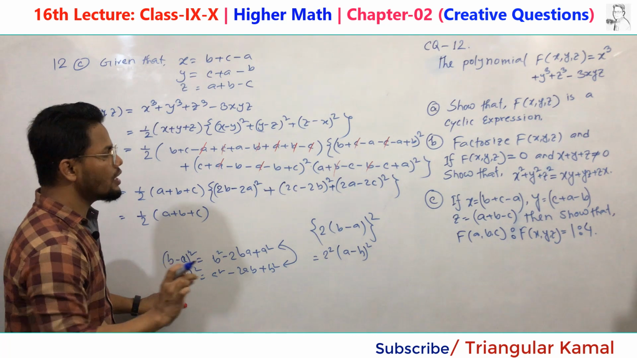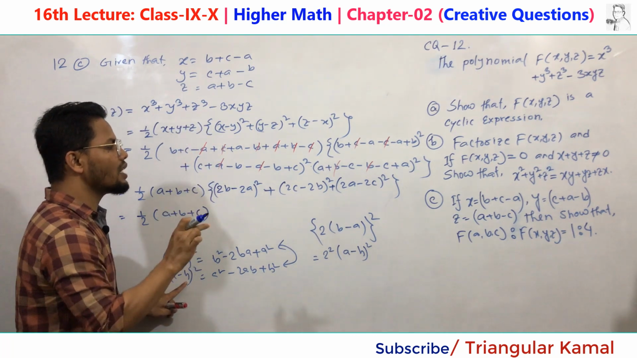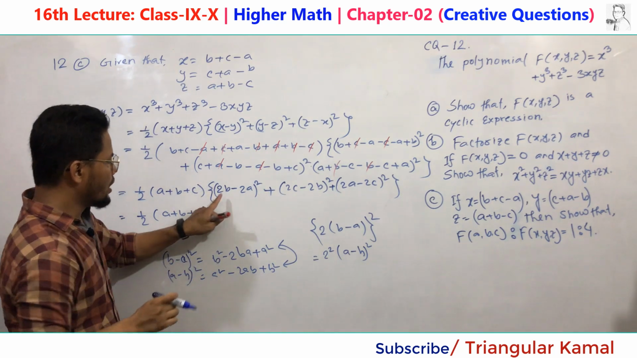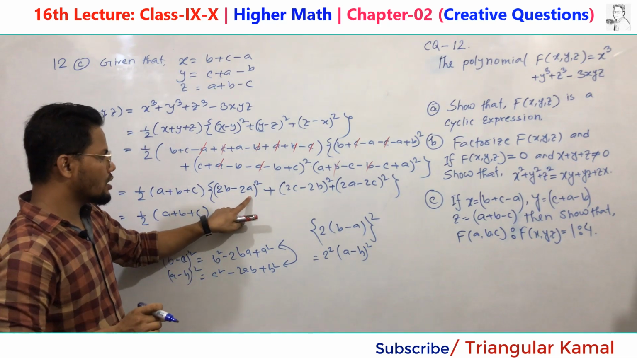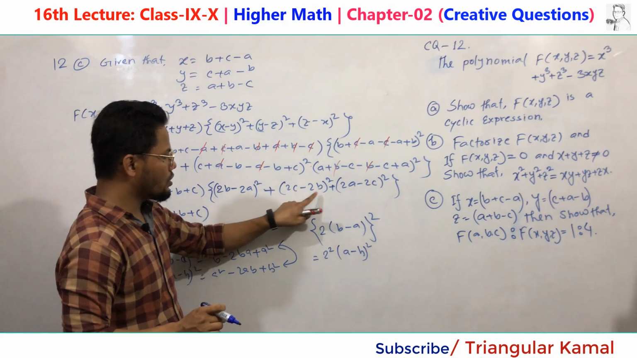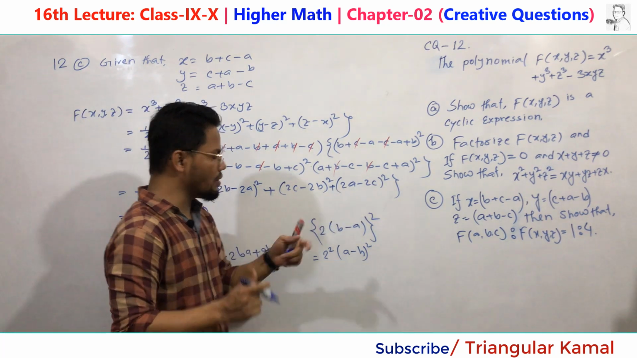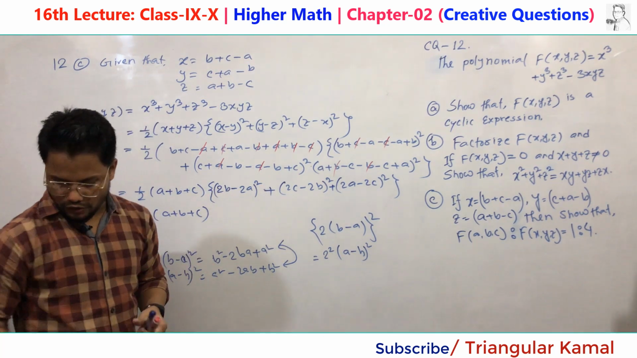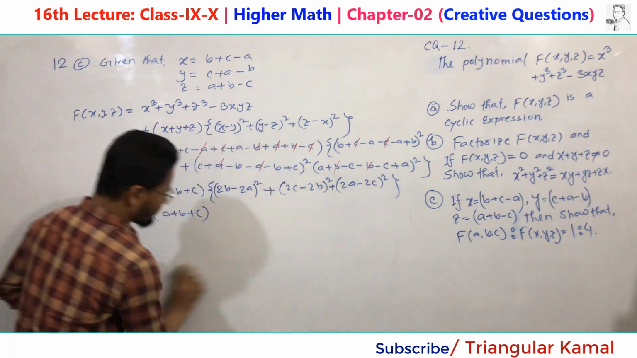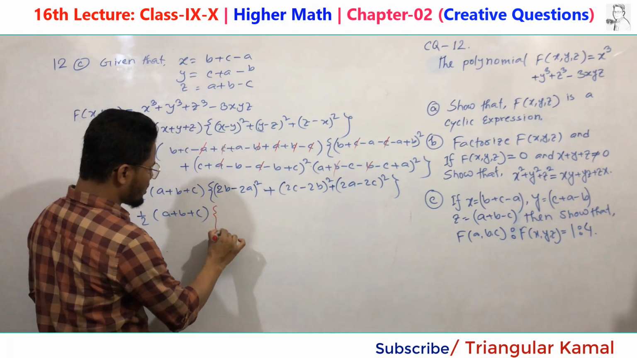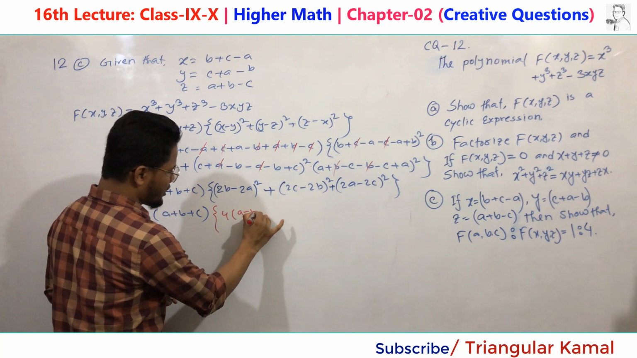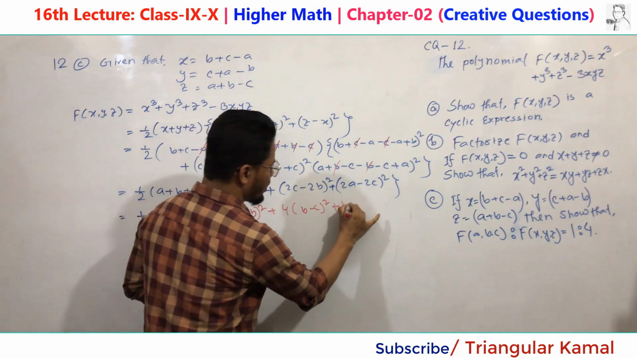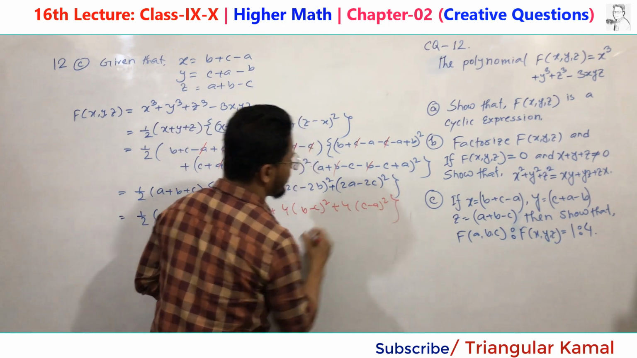If the algebraic expression is not in cyclic order, you have to arrange all variables in cyclic order. B minus a is definitely not cyclic order. This one will be a minus b, this one will be b minus c, and this one will be c minus a. Just first take common 2, and then 2 square will be 4. So here you can write 4 a minus b whole square plus 4 b minus c whole square plus 4 c minus a whole square.